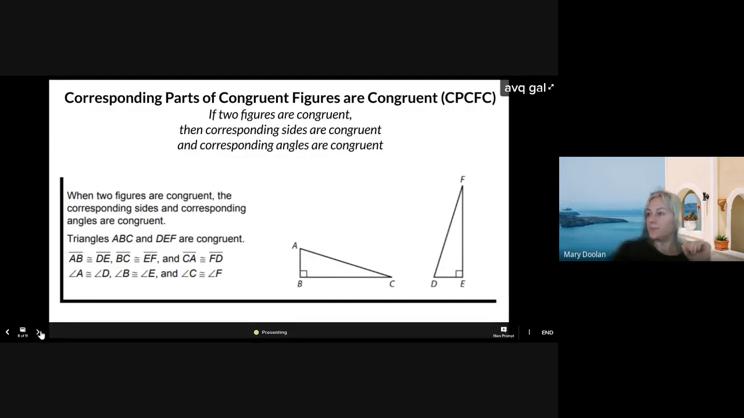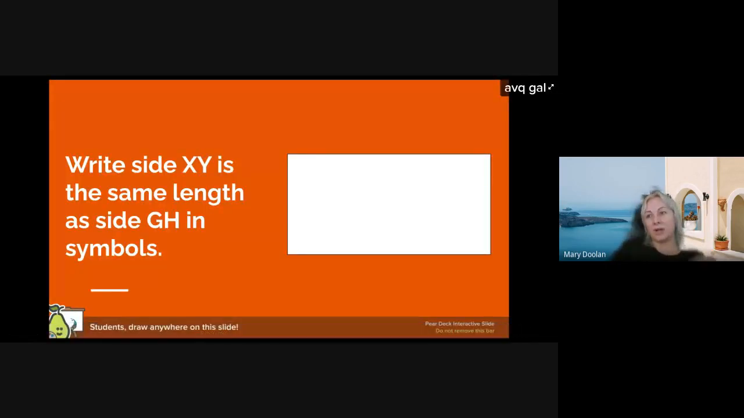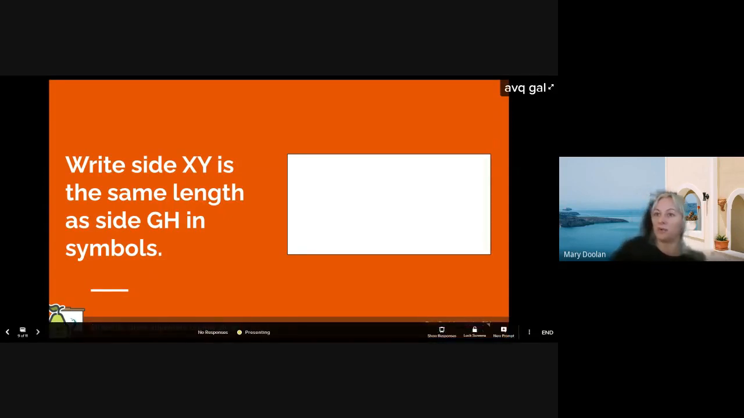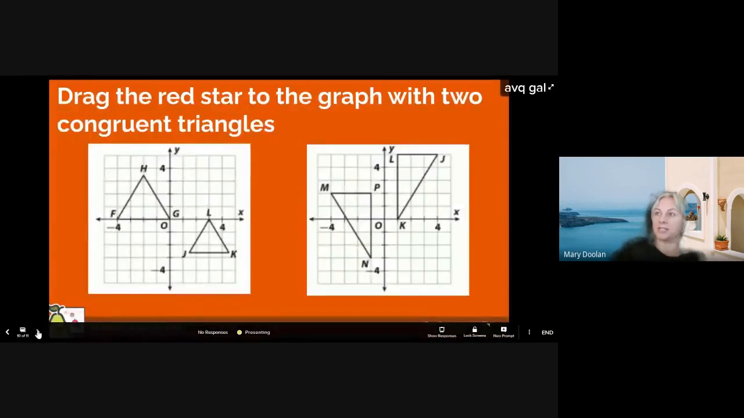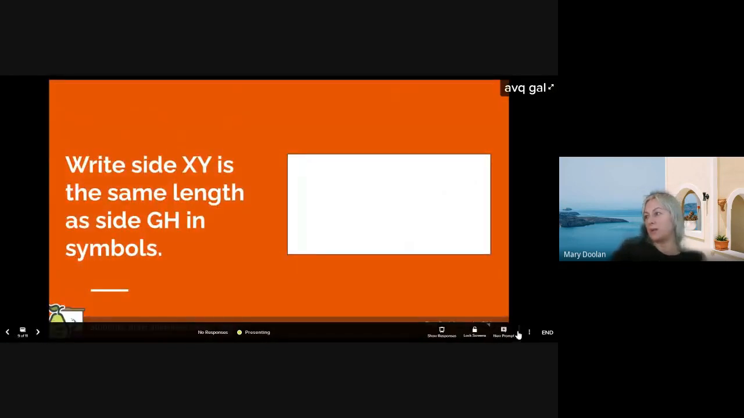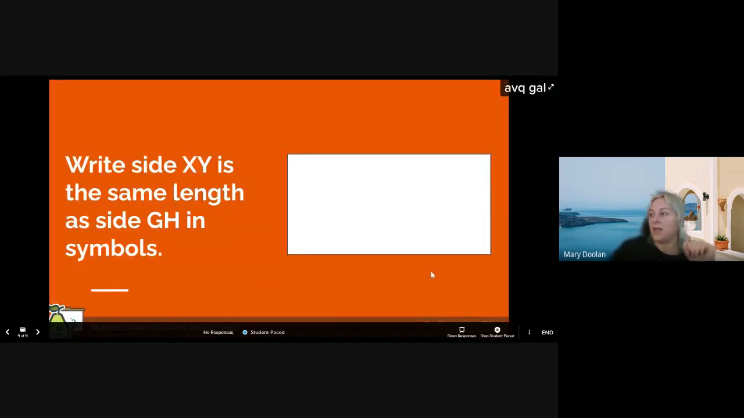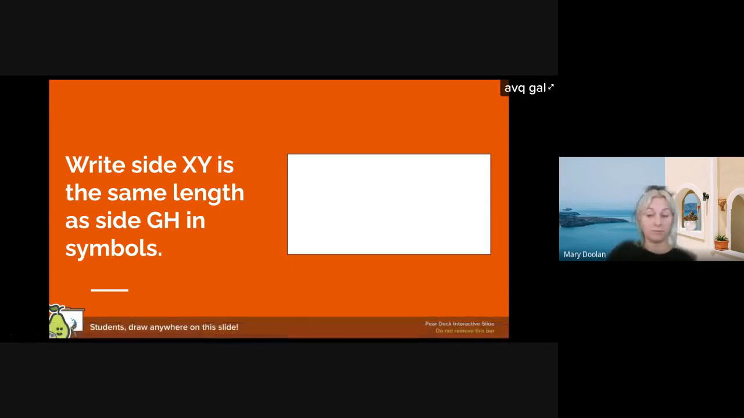All right, so we are now at the part where I'm going to turn you loose for a bit, and you have a few slides I'm going to have you work on. You're going to work on slide 9, slide 10, and slide 11. I'm going to put you into student pace mode. I'm going to give you until 10:45 to work on these 3 slides.